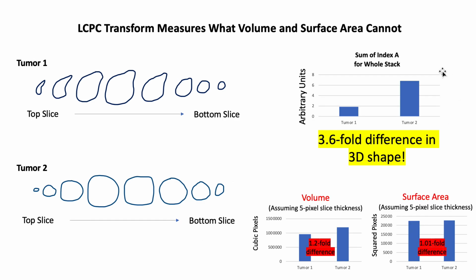The significance of this 3.6-fold difference becomes evident when we calculate the volume and surface area of these two tumors. Volume shows only a 1.2-fold difference, while surface area shows a very minuscule difference. However, shape, as measured by the LCPC Transform, is distinct from volume and area. Our technology can measure morphological differences that are hidden from volume and surface area. This capability is why Brain Technology and its software called Shape Genie will revolutionize medical diagnostics in the coming decades.